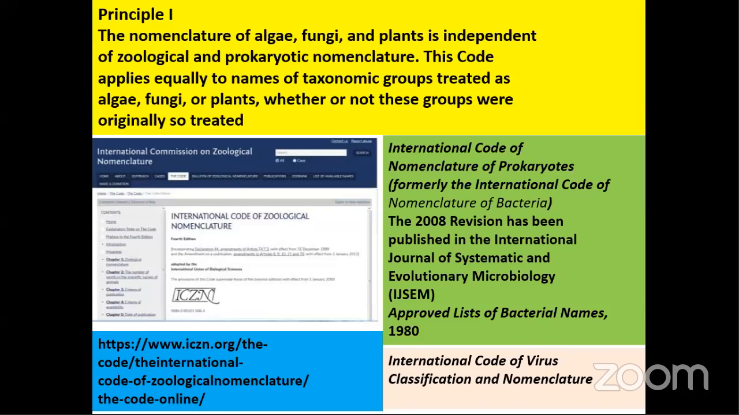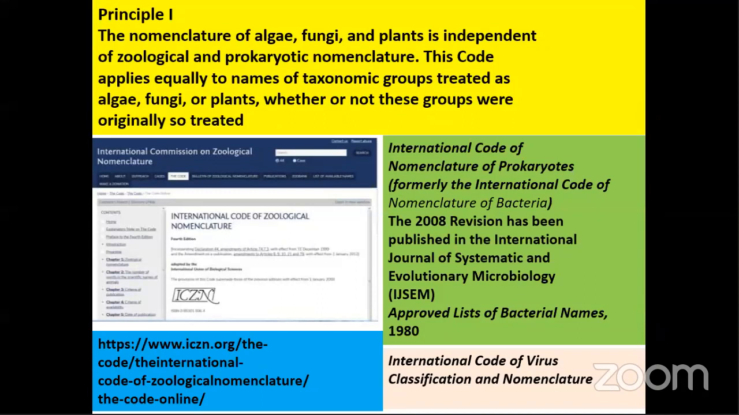And next, the 2008 revision has been published in the International Journal of Systematic and Evolutionary Microbiology, an approved list of bacterial names. So that is separate. And also virus classification and nomenclature is separate. Zoological nomenclature is also separate, so it is independent of our botanical nomenclature. One specific thing we have to see: in the first principle, taxonomy is completely avoided. So this is the major thing in the first principle.